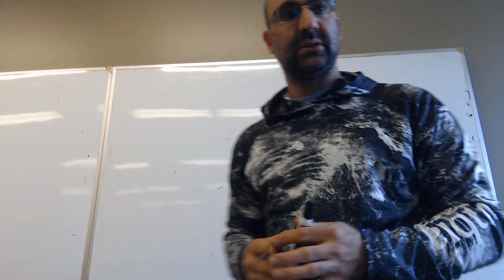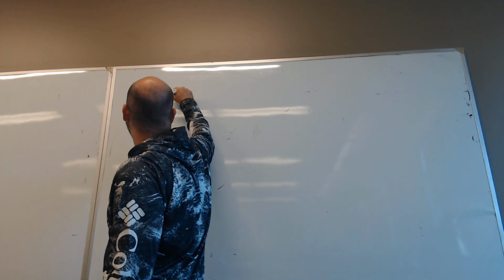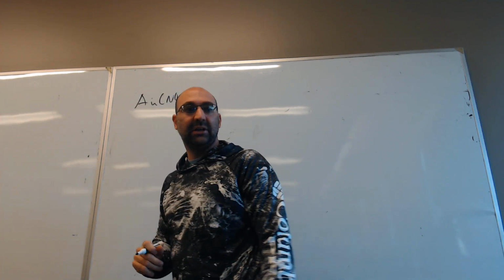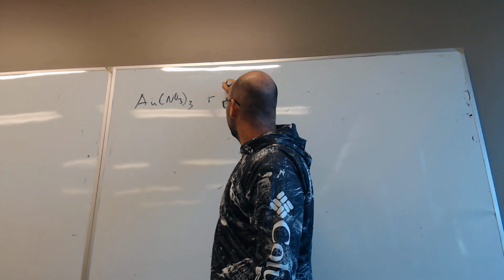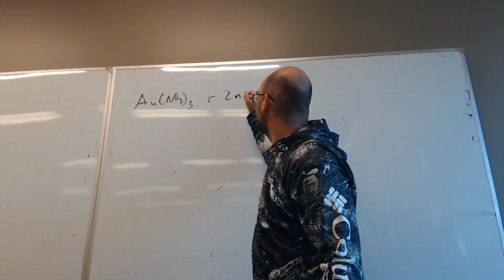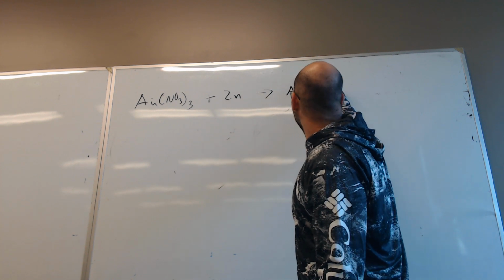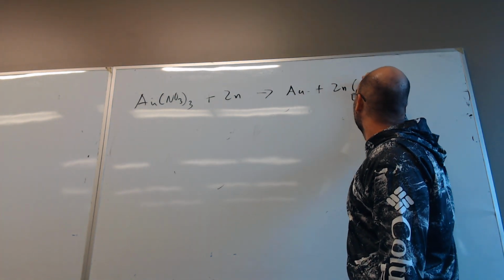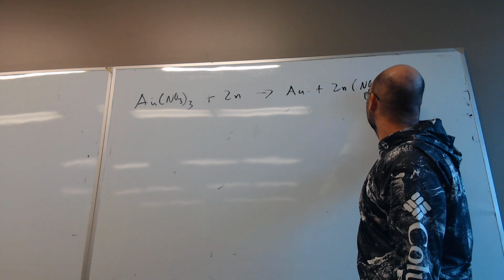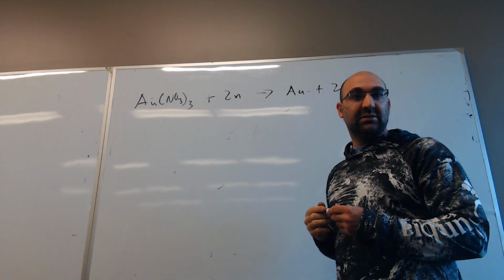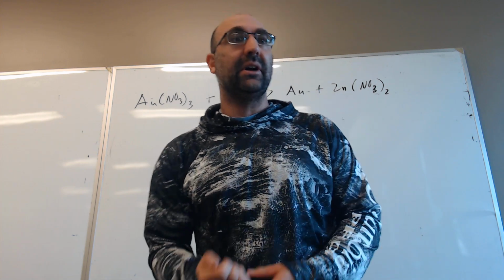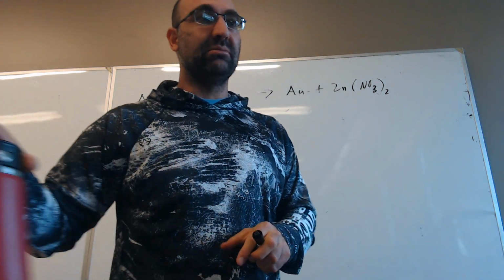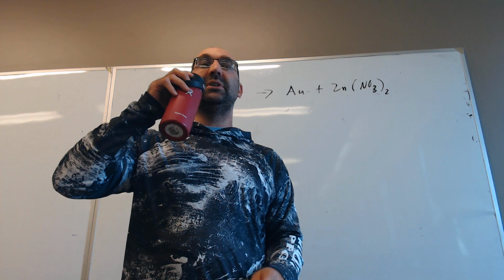Okay, so let's say that gold 3 nitrate, so that's gold with a 3 plus charge, nitrate, is going to react with zinc, and we are going to produce gold and zinc nitrate. Now zinc is the only D block element that I would say is always 2 plus. So you don't actually have to say zinc 2, but I usually encourage it as a good habit to get in place.